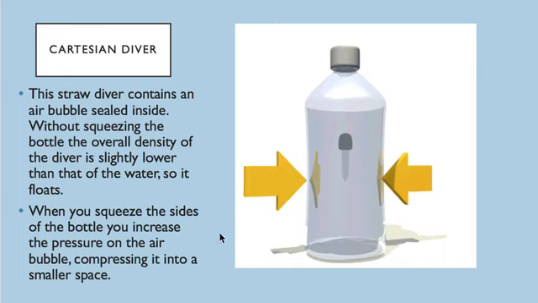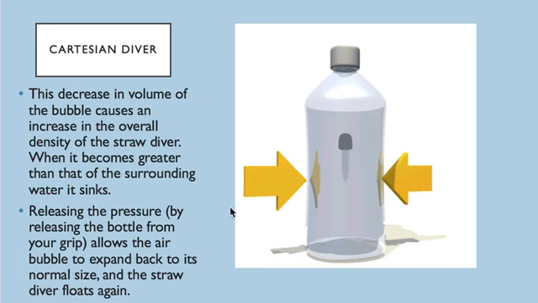When you squeeze the sides of the bottle, you increase the pressure on the air bubble. You're squishing the sides, forcing the water up by increasing the pressure on the air, and so it's being squashed into a smaller space. The air is taking up less space, so that decrease in volume of the bubble causes an increase in the overall density of the diver, and when that density becomes greater than the density of the water, it sinks. Releasing the pressure by releasing the bottle from your grip allows the air bubble to expand back to its normal size, and then the diver goes back up again.